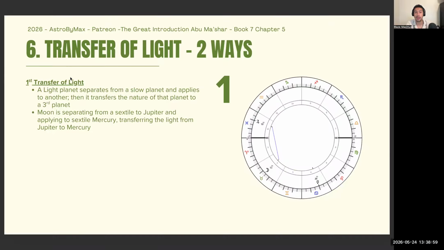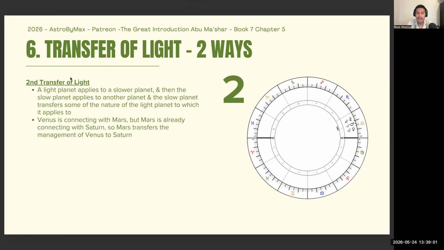And there's also another way you can see transfer of light. This happens by conjunction here. It's when a light planet applies to a slower planet, and then the slow planet applies to another planet. And the slow planet transfers some of the nature of the light planet to which it applies. So a light planet here applies to a slow planet, which is Mars.